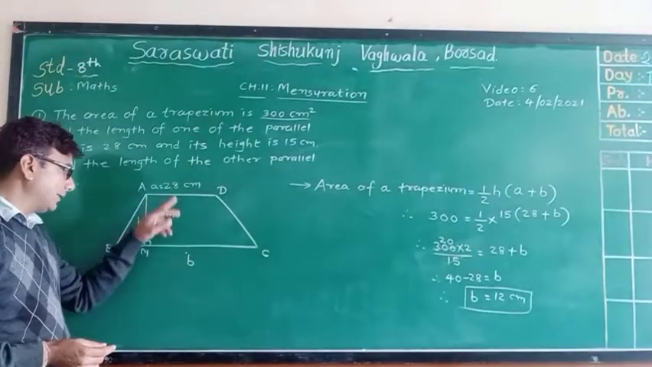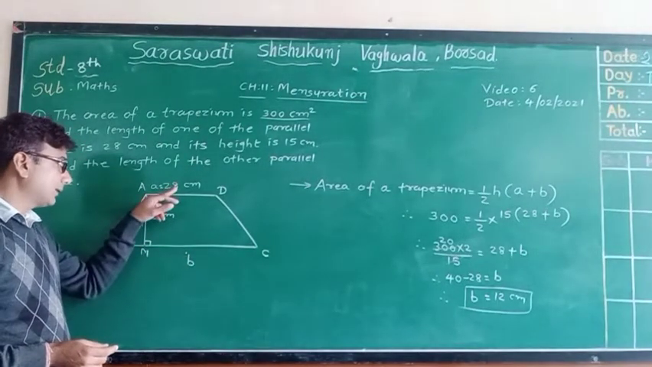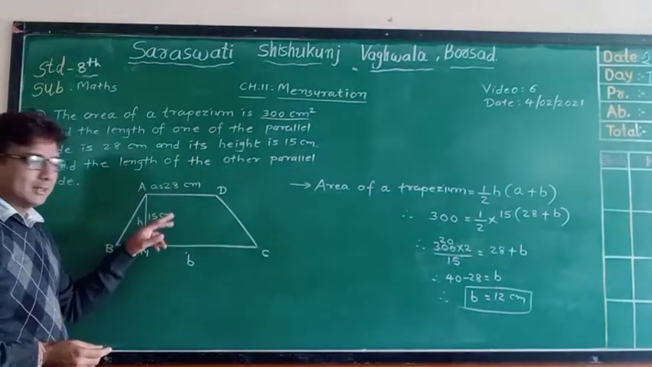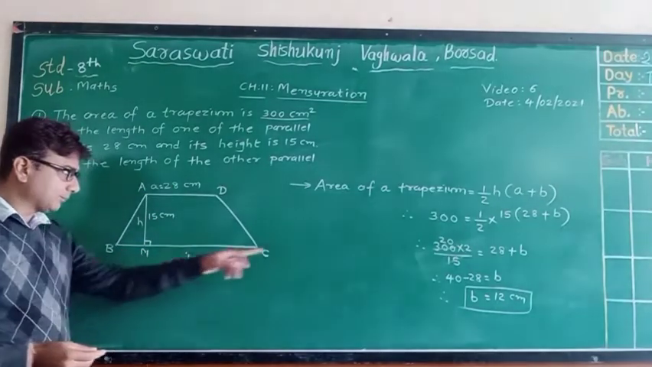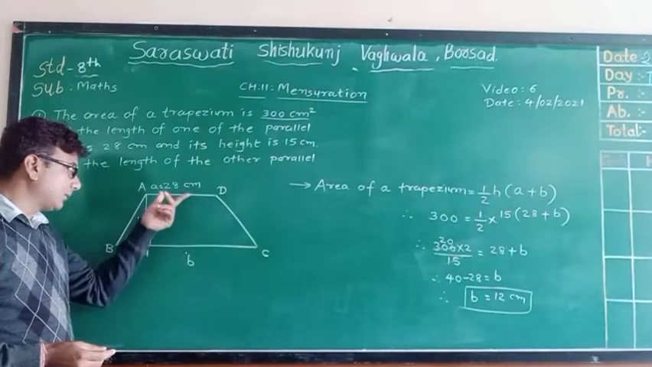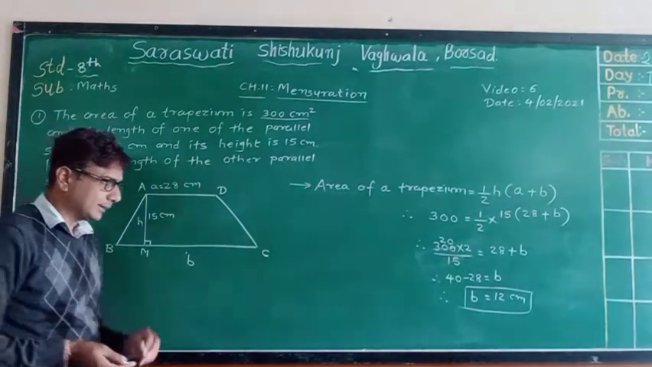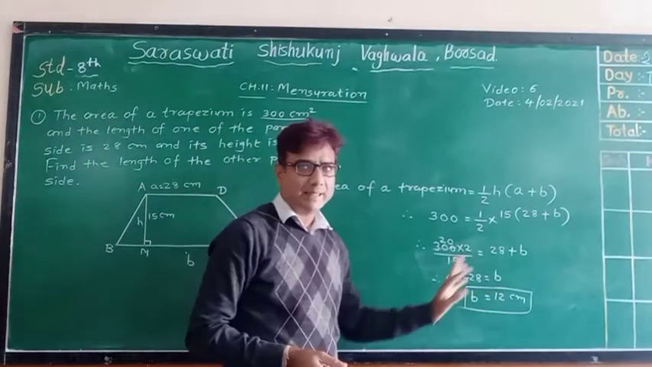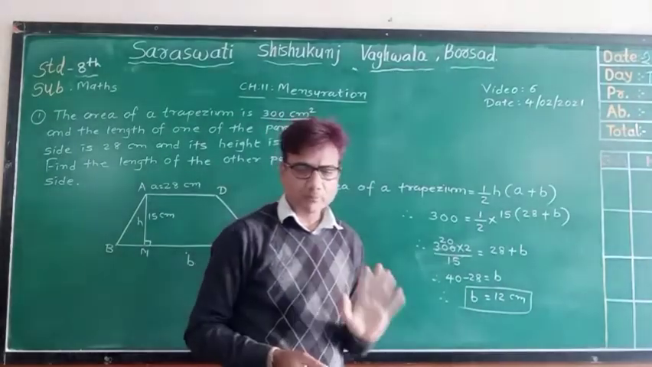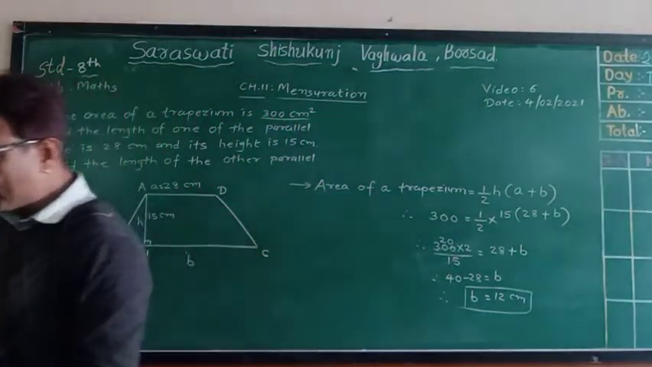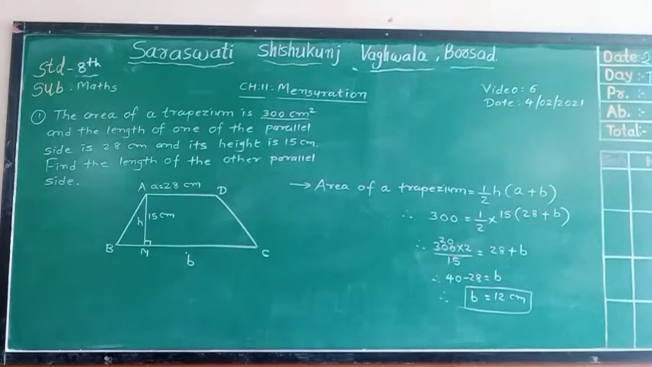So you have to write 28 downside and this b measurement, 12, upside. Why? Because this measurement we got is less. That means we have to write 12 on the upper side and 28 on the downside. So this b equals 12 centimeters. You understood now? Okay. So this type of sums we can observe here.